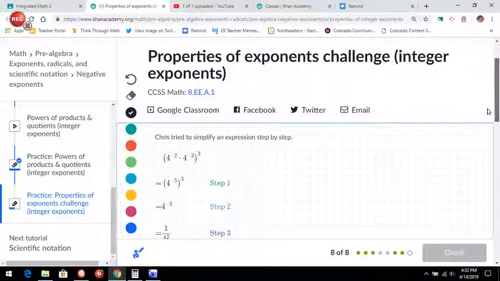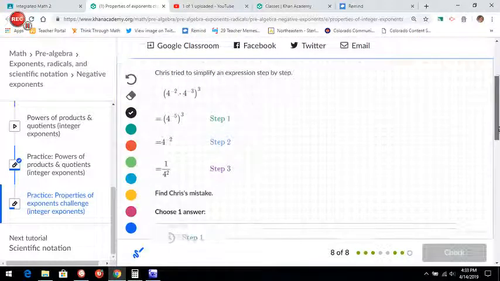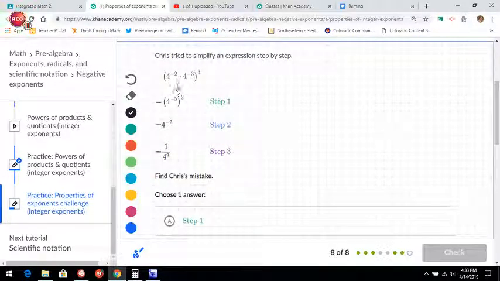I don't remember them all being like this, but maybe I'm just getting a few in a row. Okay, let's look at this one. We're raising a power to a power. So then I would do negative 2 times 3, which would be negative 6. Oh, okay, never mind.